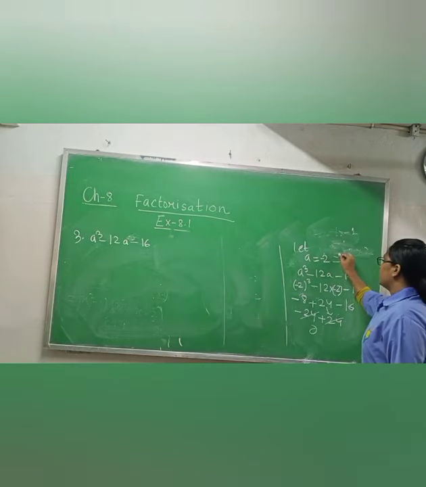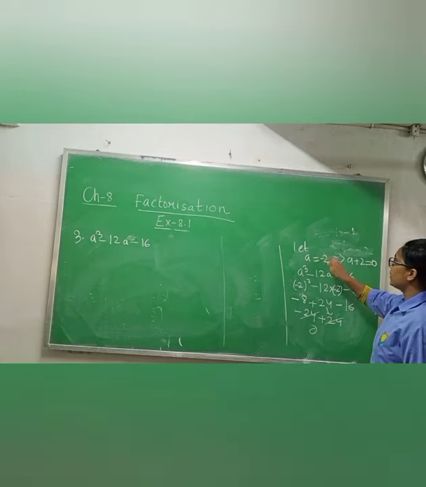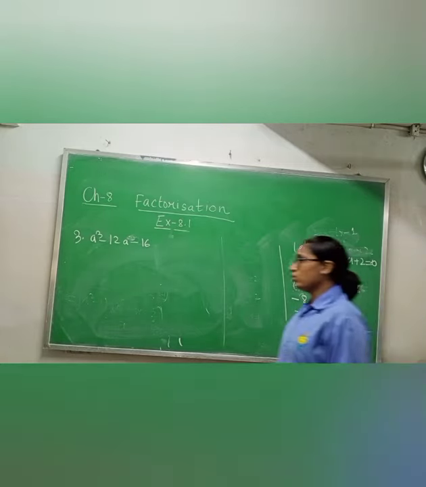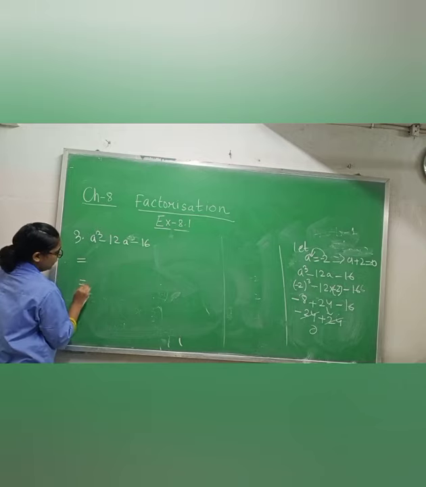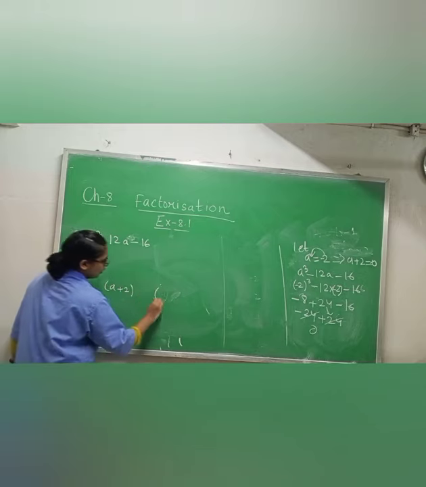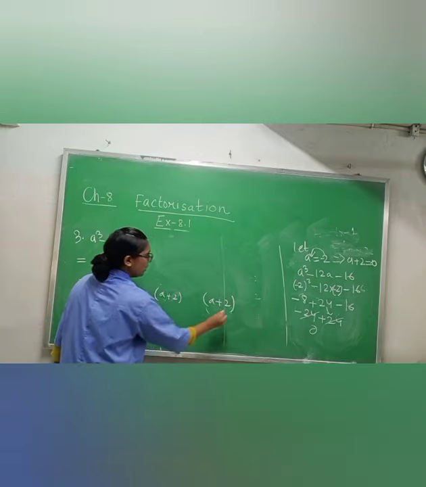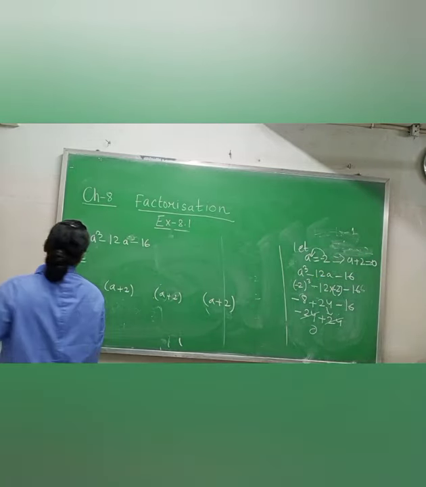So what you will do here, you will take a plus 2 equals to 0. Means this minus 2 will go that side, it will become plus 2, and here in RHS you have nothing, means a plus 2 equals to 0. Now you will leave one line and you will write a plus 2 three times. Why? Because we are getting a plus 2 equals to 0.